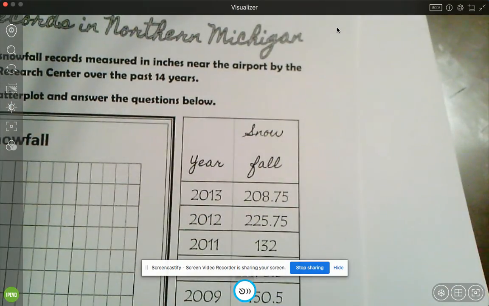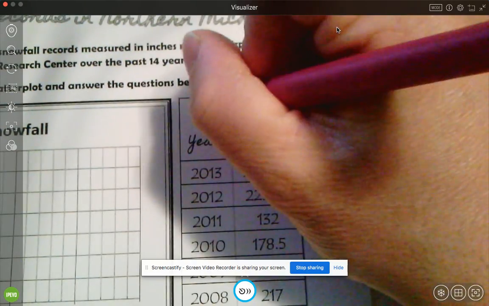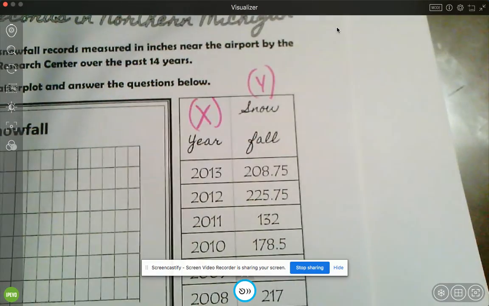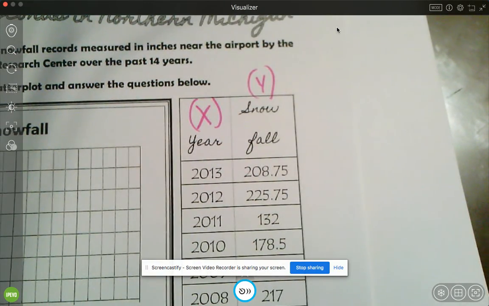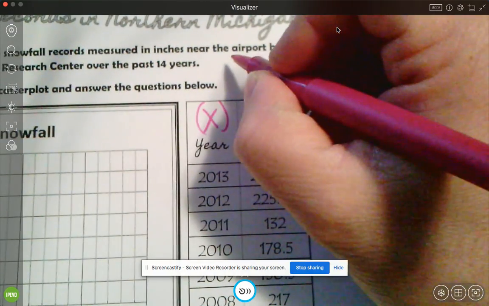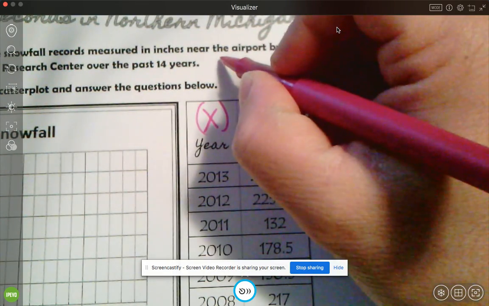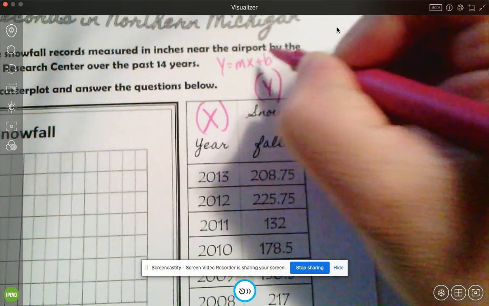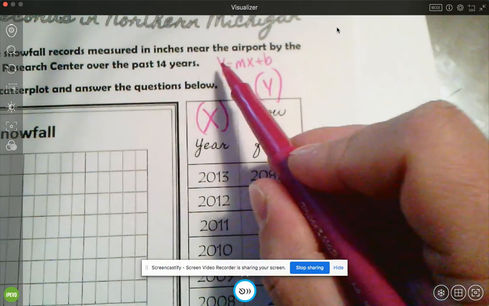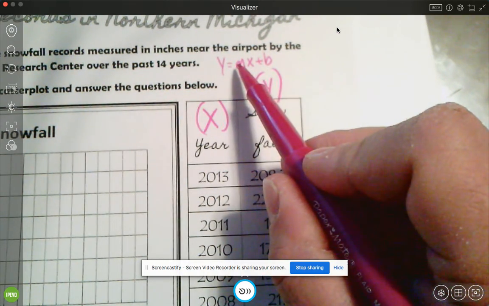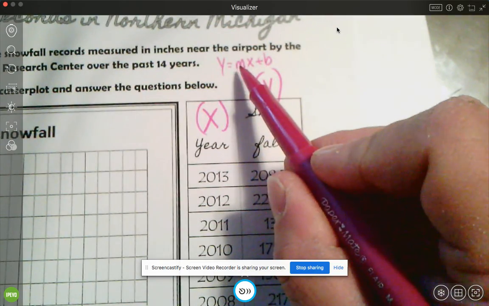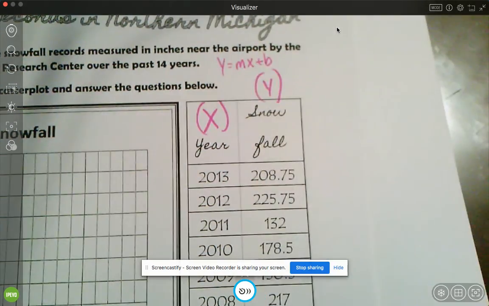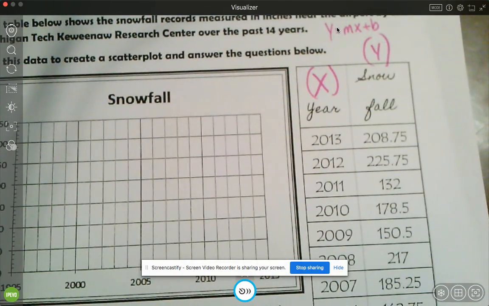So that brings me to a good point. Years is your X value. Snowfall is your Y value. Okay. So remember, when we write our linear line of best fit, it's Y equals MX plus B. So what does this mean? The snowfall is equal to the slope times the year plus the starting point. Okay, so I'm bringing you over to Desmos.